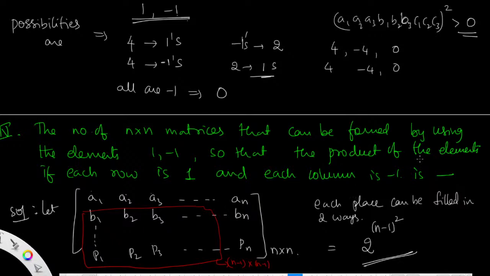By applying the product of the elements, each row is 1 and each column is minus 1, the order of the matrix becomes n minus 1 into n minus 1. Therefore, the total number of ways of the matrix is 2 to the power of n minus 1 into n minus 1, that is 2 power n minus 1 whole square number of matrices. Okay, now observe and think, then you get the answers. That is the conceptual question.